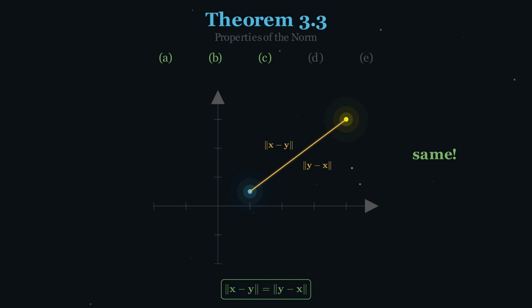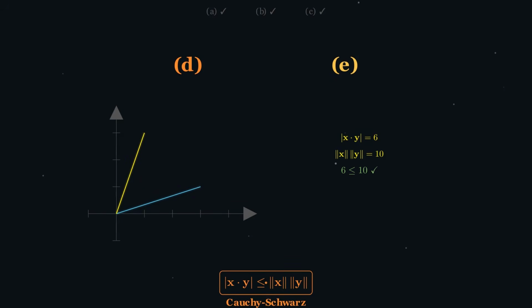Okay, those first 3 were warming up. Now come the 2 that really matter. Part D. The absolute value of x dot y is less than or equal to the norm of x times the norm of y. This is the Cauchy-Schwarz inequality. It says the dot product of 2 vectors can never be bigger than the product of their lengths. We already proved this back in chapter 1. It's a workhorse that shows up everywhere.